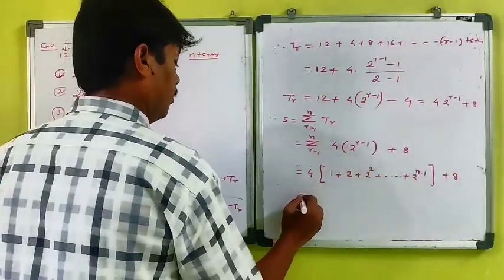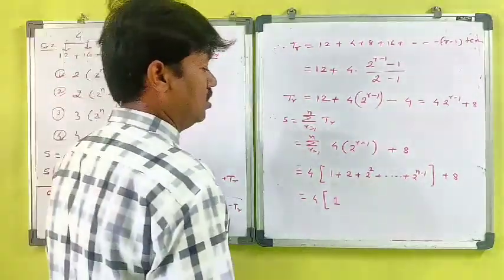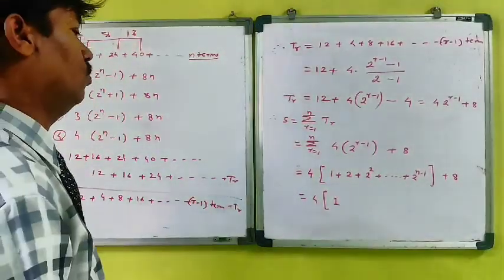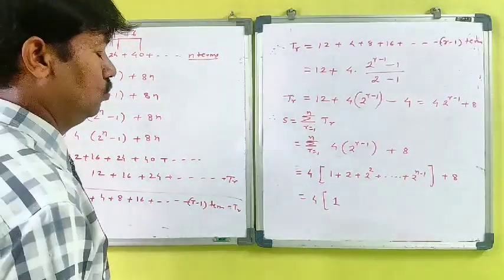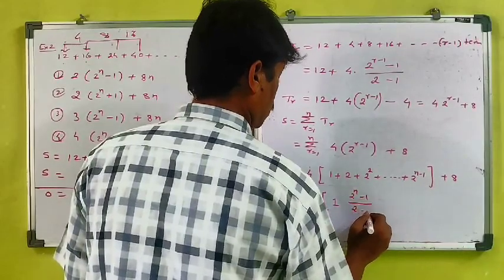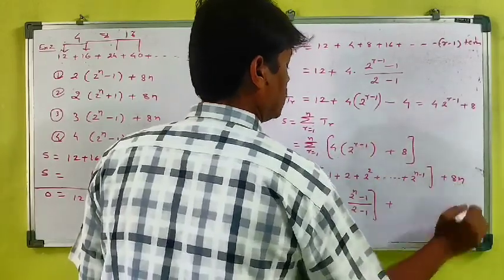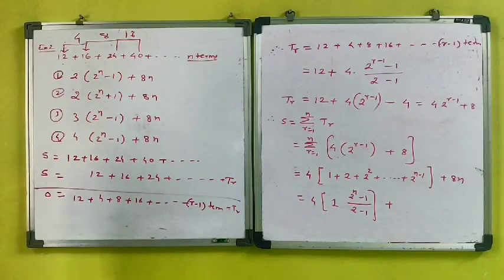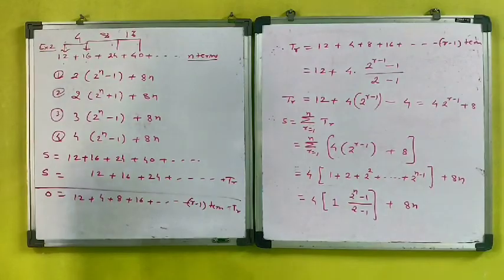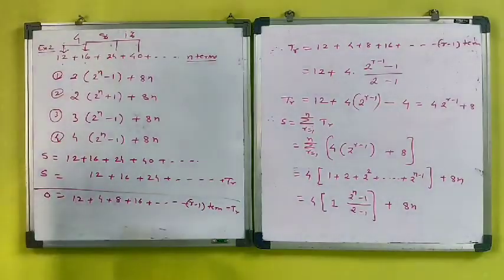And this is again a geometric progression with the first term 1, and N number of terms will be there. So it is 2 raised to N minus 1 upon 2 minus 1, plus the summation. The summation will be 8N, because sigma of 8 is 8N. So it is 8N. And now what is the C? So it is 2 minus 1 is 1.